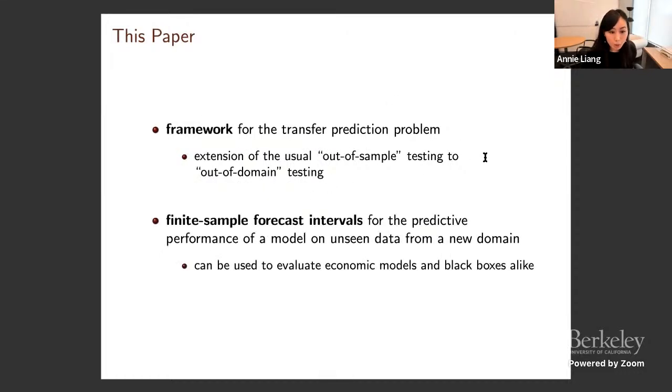Right, then within this framework, we're going to provide finite sample forecast intervals for the predictive performance of a model on unseen data from a new domain. Crucially, we're allowing for the distributions to differ across these different domains. And these intervals are going to be useful for evaluating economic models and black boxes alike.